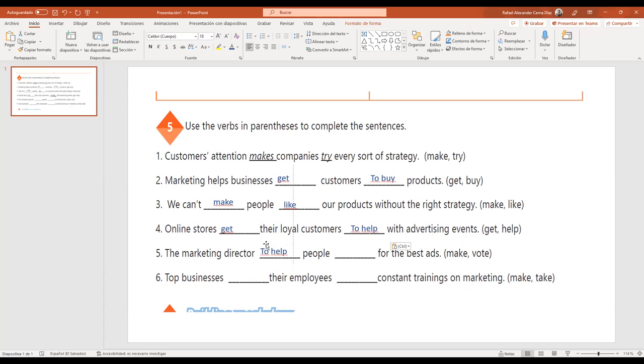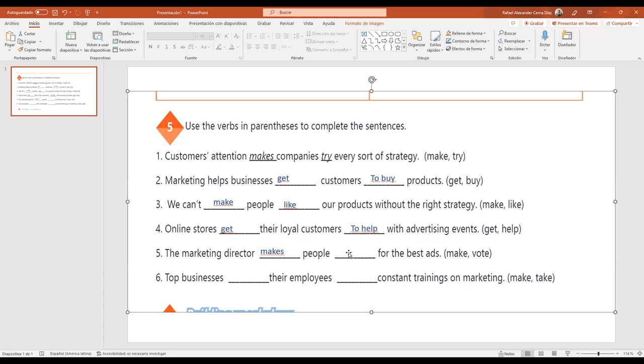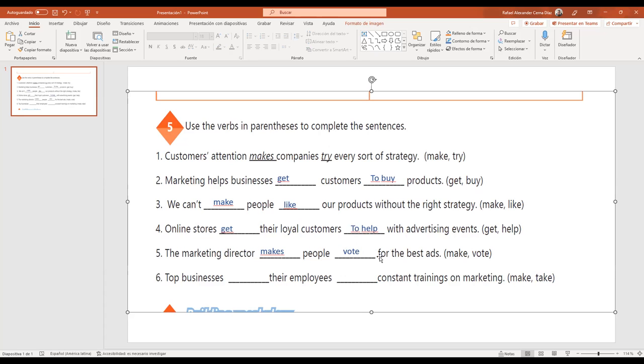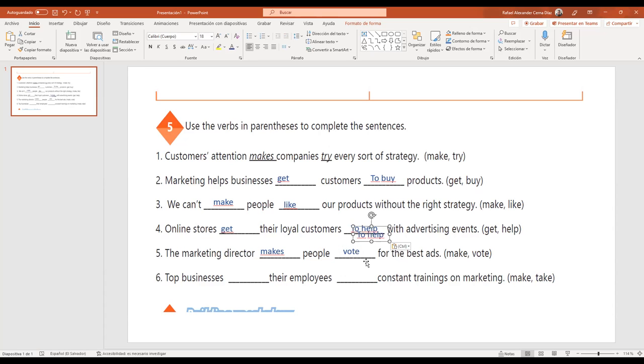Yes. What happened with the five? The marketing director makes people vote for the best ads. Okay.